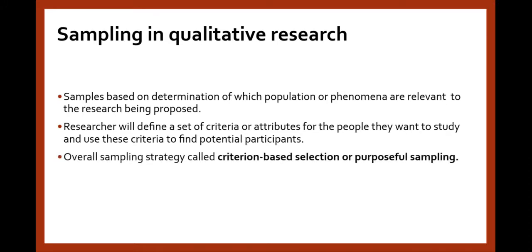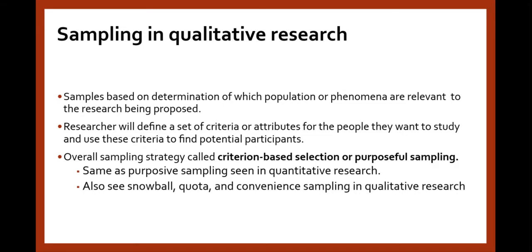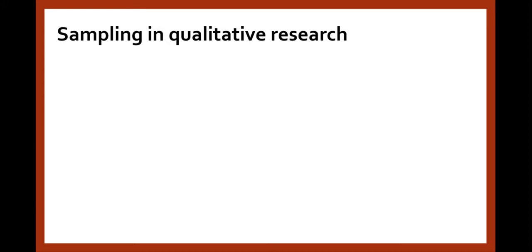You can have criterion-based sampling or purposeful sampling. Purposive sampling is what we call it in quantitative research, but in qualitative research we call it purposeful. I realize that's weird, and it's one of those things where I don't know why they do it. They don't make me in charge, so I guess we just go with it. But we can also see things like snowball sampling, quota sampling, or convenience sampling in qualitative research, and those will often require the same kinds of criterion or purposeful approach to determining who is included in the qualitative data sample.